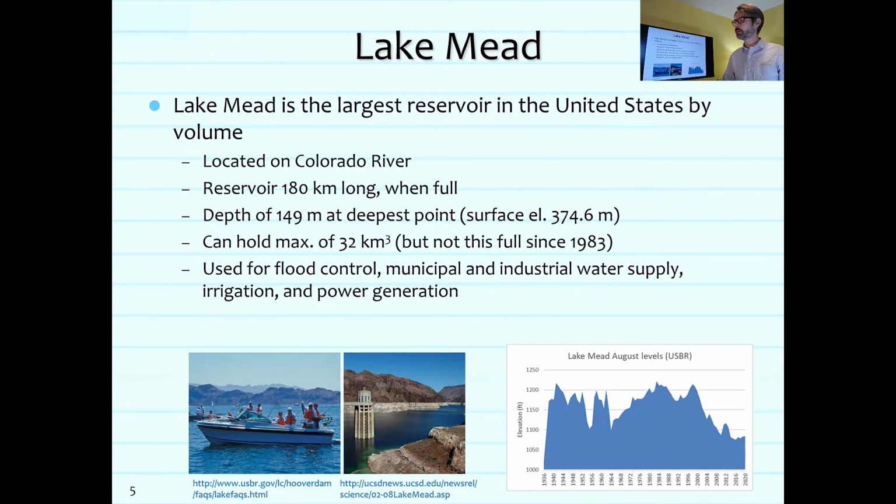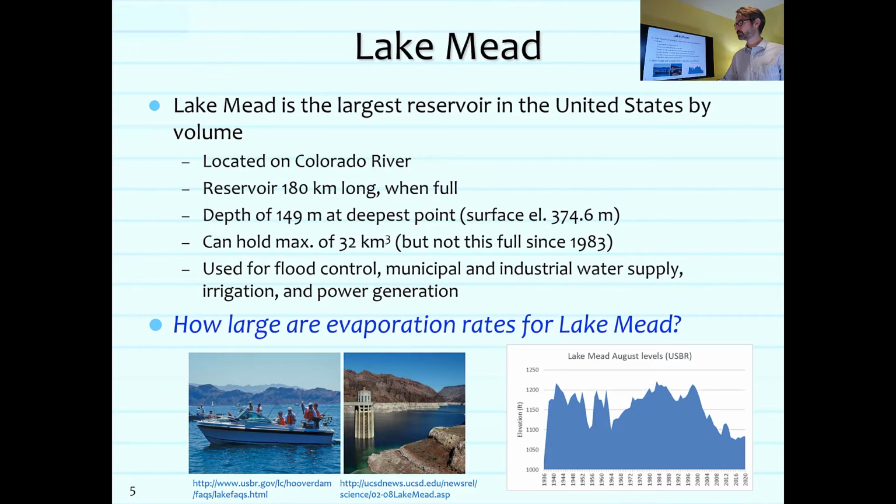And it's used for a number of purposes: for flood control, for municipal and industrial water supply, for irrigation, and for power generation. So then, with so many critical water uses, evaporation could be a potentially significant loss. And so we wonder, how large are the evaporation rates for Lake Mead?